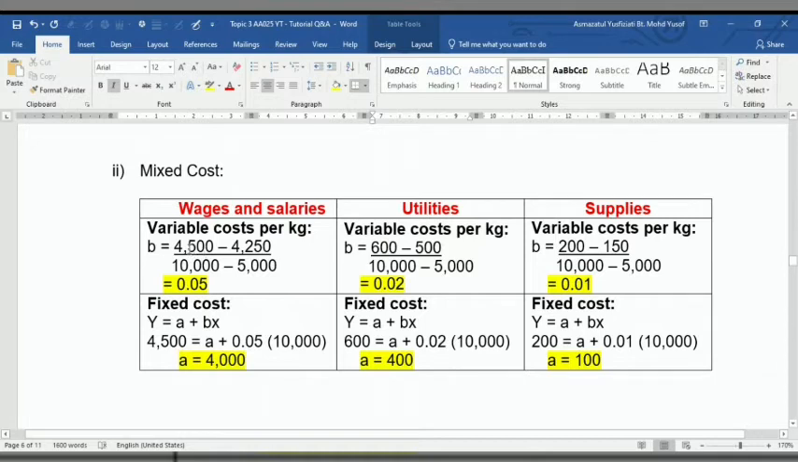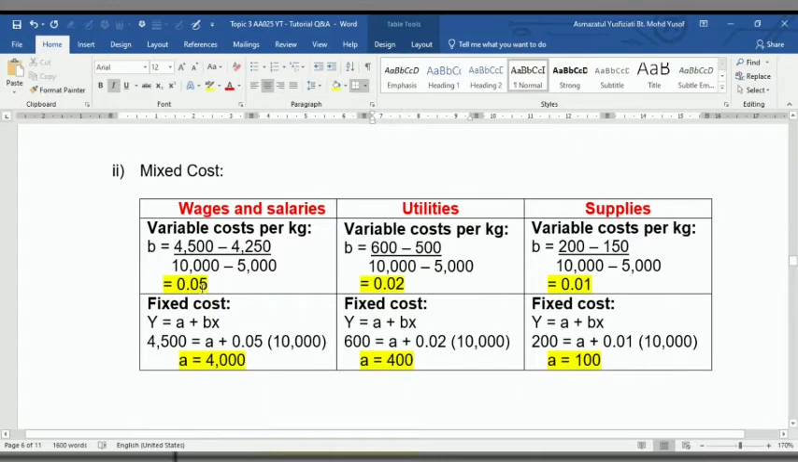Okay, what is the highest and lowest just now? The highest is at 10,000 unit, so you take the cost there. The lowest is 5,000 unit, so you take the wages and salaries cost at 5,000 unit for the lowest cost. So you solve the problem and then variable cost equals to 5 cents.